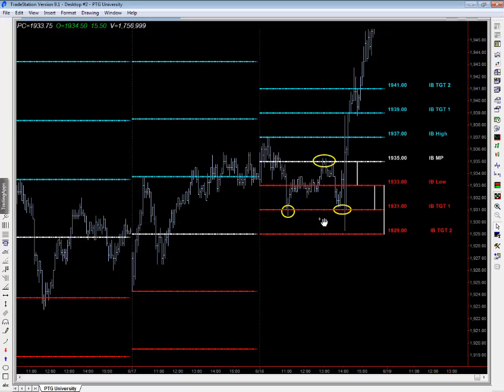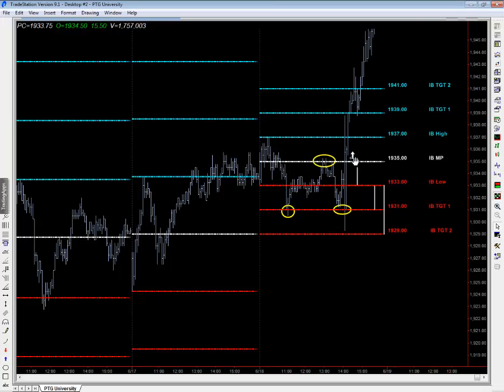Of course, we had Fed day today, so that kind of helped accelerate the price move. But a double bottom with a break above what we refer to as the mid pivot, in this case the initial balance midpoint, gave us a solid breakout signal.